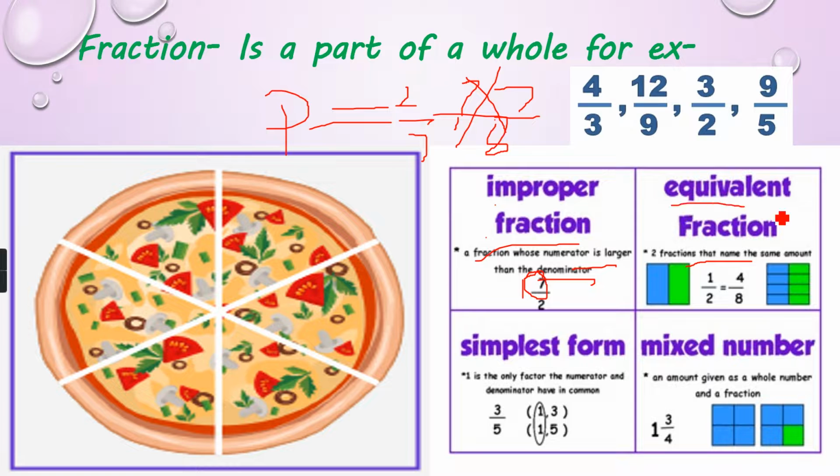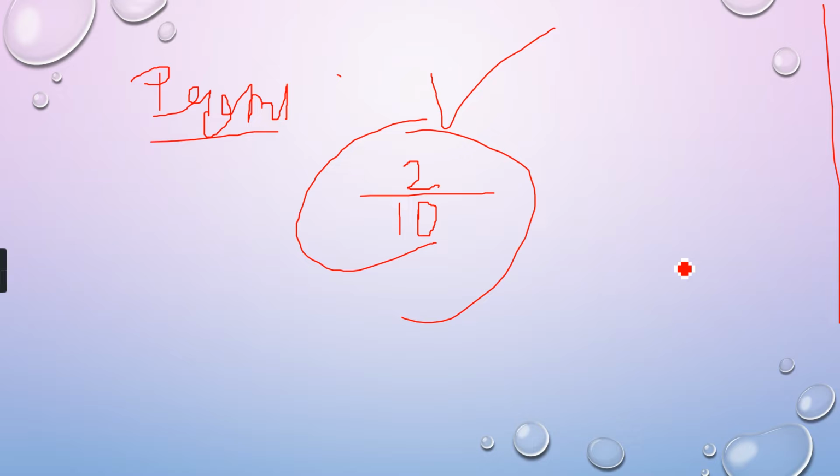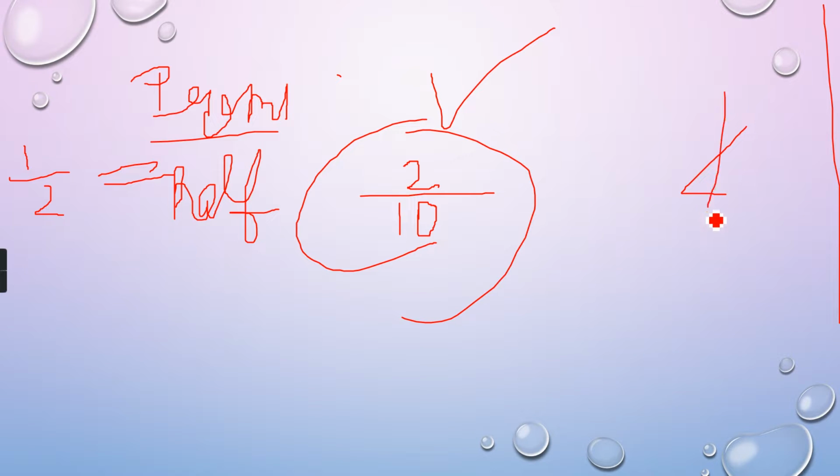Okay, now let's come to equivalent fractions. Equivalent fractions are two fractions that name the same amount. So here you can see 1/2 equal to 4/8. Here you have to understand how these two are the same. 1/2 equal to, what do you mean by 1/2 guys? What is 1/2? 1/2 means half. 1 upon 2 is half. So this half, how can 4 upon 8 and 1 upon 2 be the same?